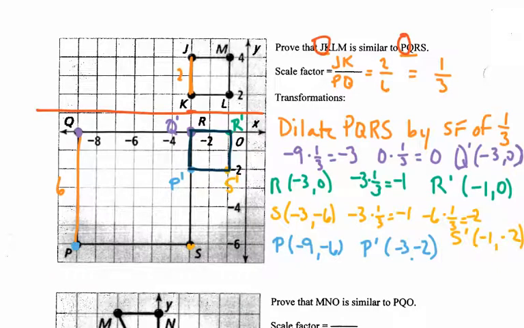So the first thing I did is I dilated PQRS by a scale factor of 1/3. And my dogs are playing here, sorry about that. And the second thing I'm going to do is reflect over the line. Reflect over the line.